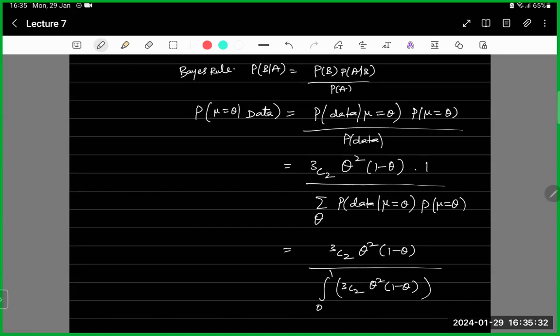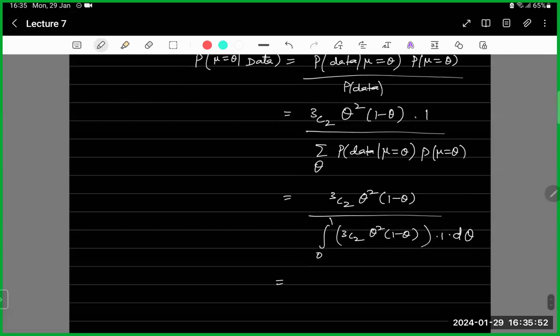Right. Probability, if you condition on theta, this is the probability of seeing the data. In addition to that, what we have to do? We have to multiply with the prior, which is nothing but 1 into d theta. If you calculate this probability, this 3c2 will get cancelled. What you will get is theta square into 1 minus theta over integral 0 to 1 theta square 1 minus theta d theta. This is what the posterior is.